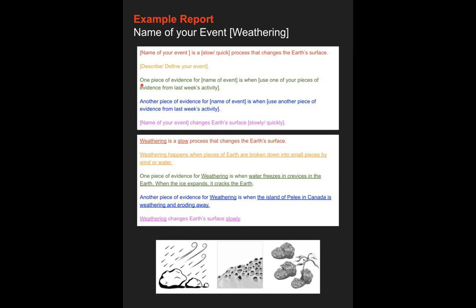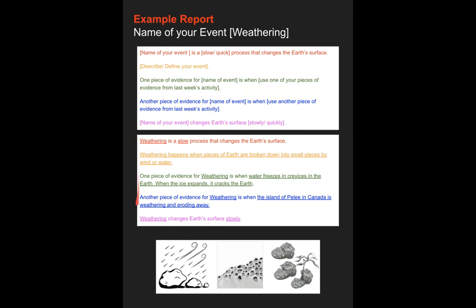Third sentence, one piece of evidence for, and you're going to replace this with the name of your event, is when, and you're going to replace this line with one of your pieces of evidence from last week's activity. And then the fourth sentence is another piece of evidence for, and then the name of your event is when, use another piece of evidence from last week's activity. And then your fifth sentence is your conclusion sentence, and it reads, name of your event changes Earth's surface slowly or quickly. And again, you're going to choose one of those.